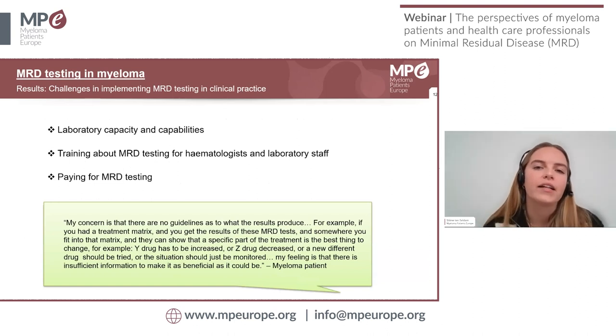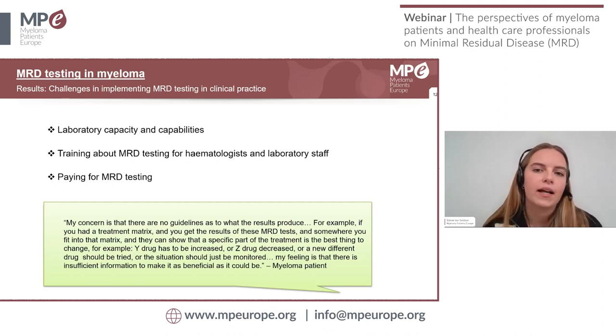There are multiple barriers to MRD testing in clinical practice. First of all, hematologists noted that for MRD testing to be implemented equitably across European countries, laboratory capacity needs to be expanded. And many hematologists stated that laboratories conduct reliable and consistent tests. However, one hematologist had observed that different laboratories produce different results for the same sample.